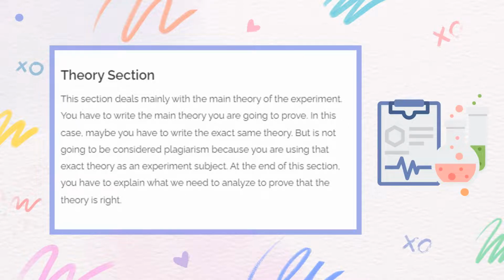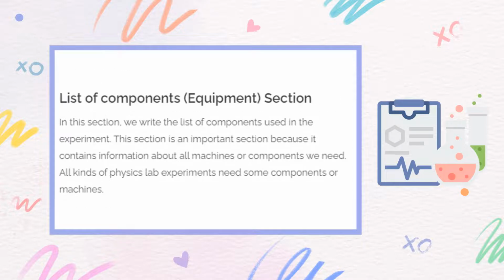Theory section. This section deals mainly with the main theory of the experiment. You have to write the main theory you are going to prove. In this case, maybe you have to write the exact same theory, but it is not going to be considered plagiarism because you are using that exact theory as an experiment subject. At the end of this section, you have to explain what we need to analyze to prove that the theory is right.